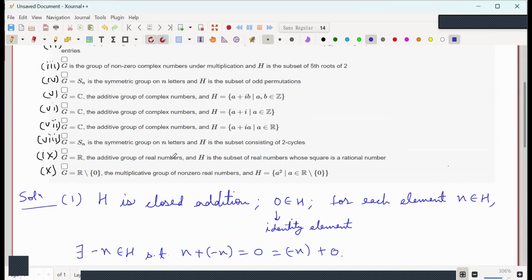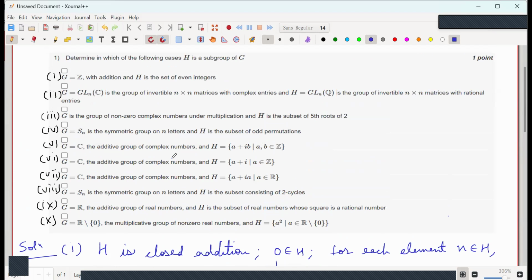Good. So we can move to the second one. GLNC is the group of invertible n cross n matrices with complex entries, and H is a subgroup of GLNC in which instead of having elements from C, we are considering elements from Q. So it's a set of invertible n cross n matrices with rational entries. So of course it's a group in itself. And is it a subgroup of G? So yes, anyone?